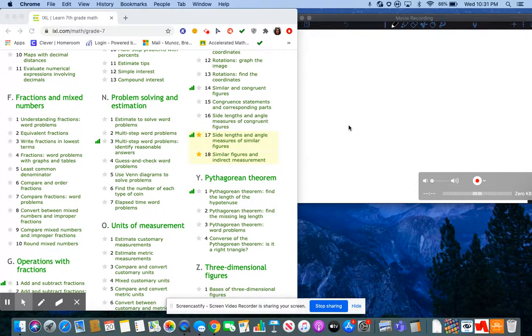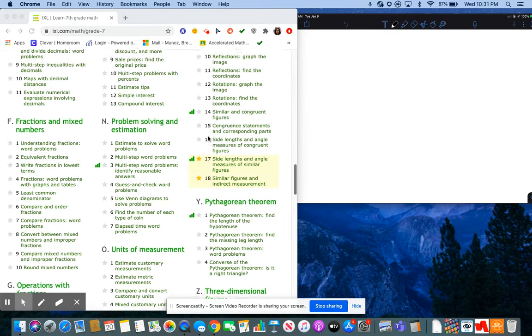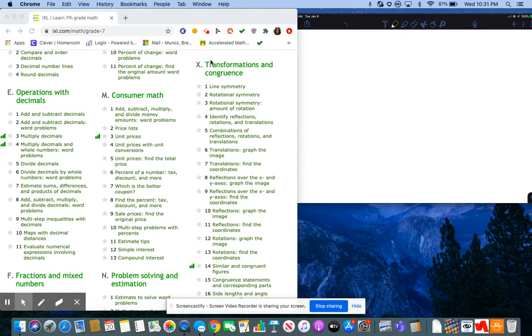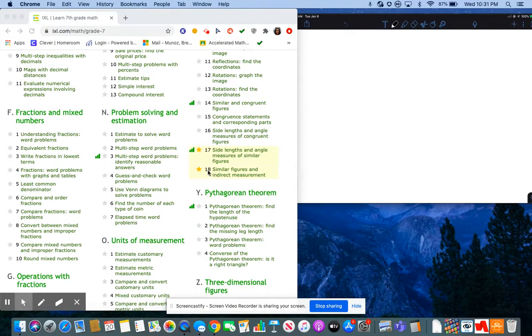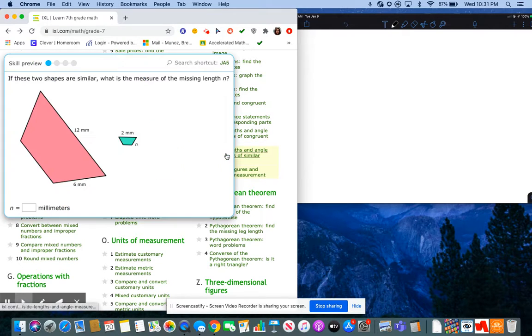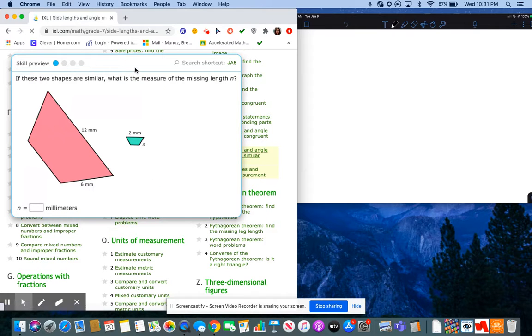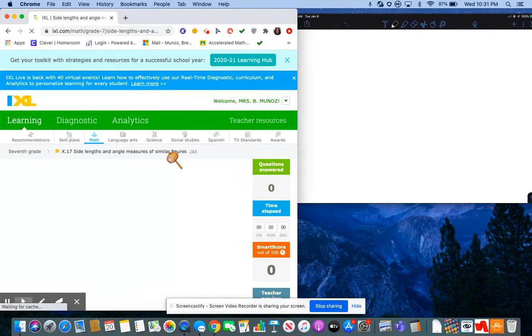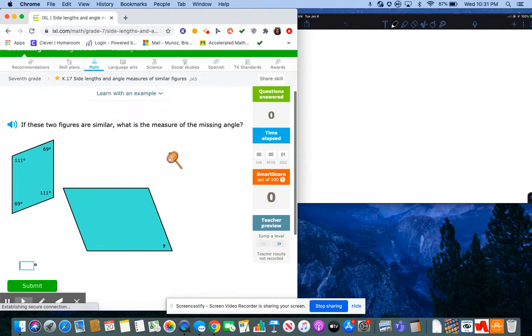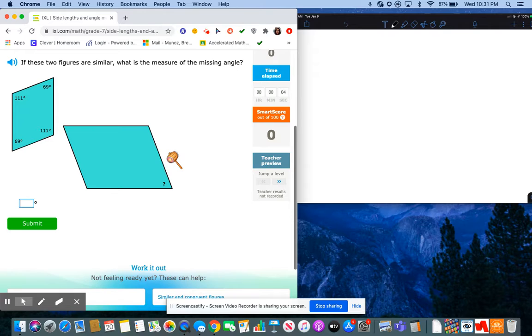Mrs. Munoz here. I wanted to make a quick tutorial for you guys for the IXLs due today, Thursday, right? You need to work on these two IXLs, X.17 and X.18 from 7th grade. I just wanted to work some problems with you, in case you have last minute questions, so you can clarify any doubts or questions on how to solve these problems.